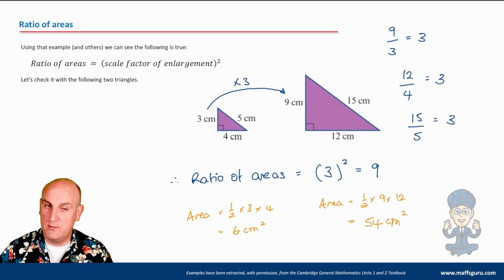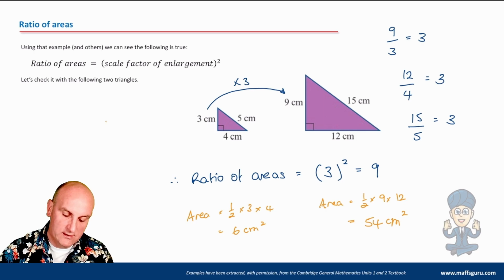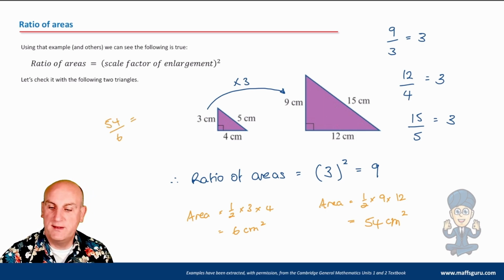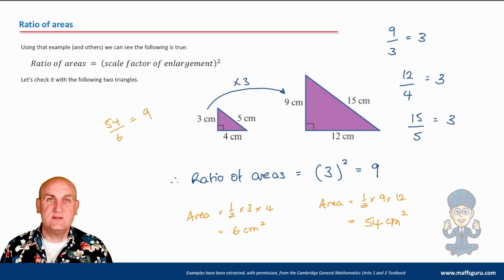Shall we just check now my ratio of areas? How am I going to do that? I'm going to do 54 divided by 6. So 54 divided by 6 is 9. And yay, that's what I was expecting.